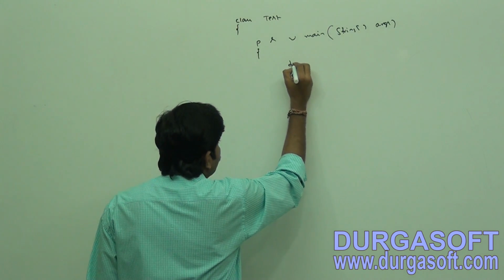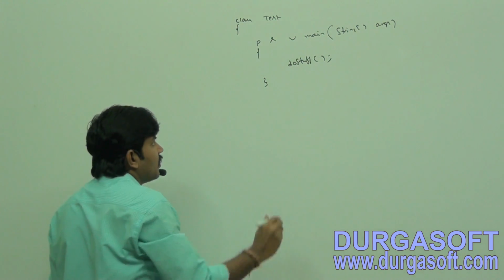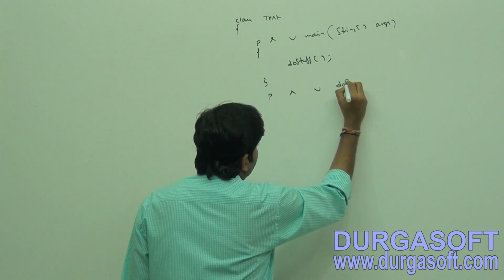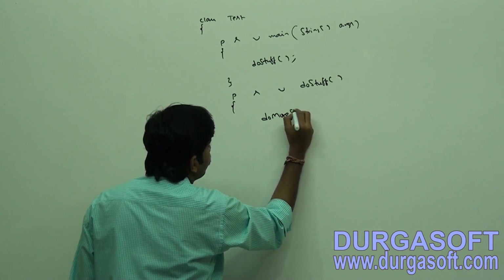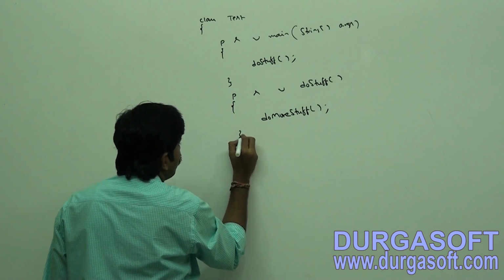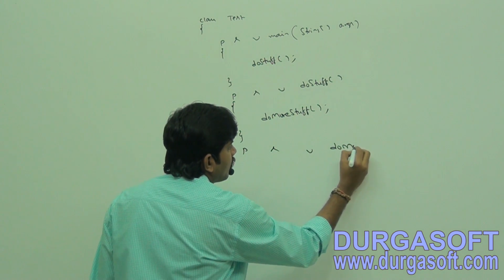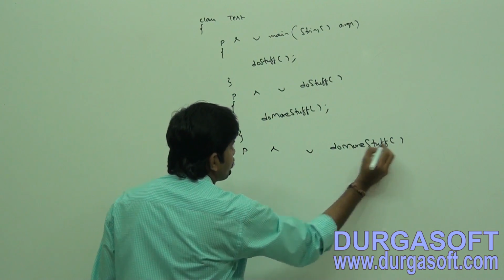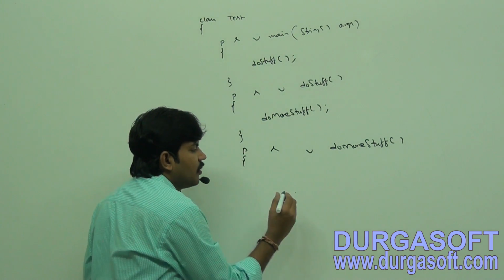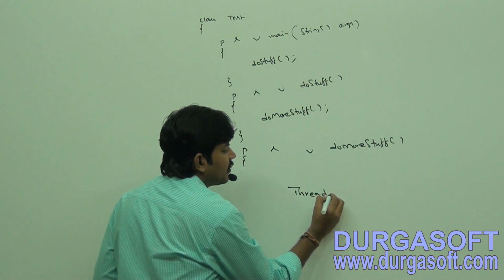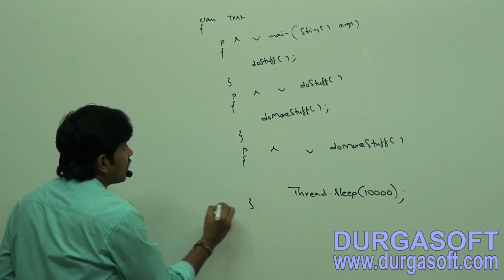Now I'm calling the doStuff method. Next, public static void doStuff. Within doStuff I'm calling doMoreStuff. Next, public static void doMoreStuff. Within that, make sure, I'm taking the Thread.sleep method: Thread.sleep of 10,000 milliseconds.